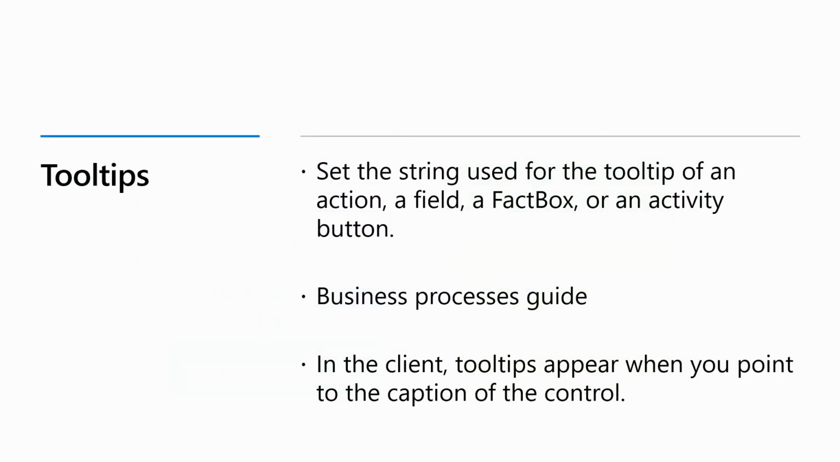Okay, so let's move to tooltips. Tooltips are short, informative texts that appear when users hover over different elements of the interface. And in Business Central, this can be either an action, a field, a fact box, or an activity button. And these texts provide quick explanations about the features without overwhelming with details, right? So they give you inside info on how things work without making you read the whole manual.